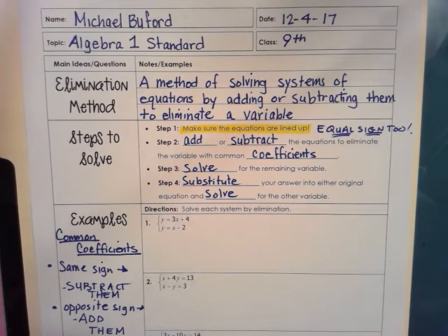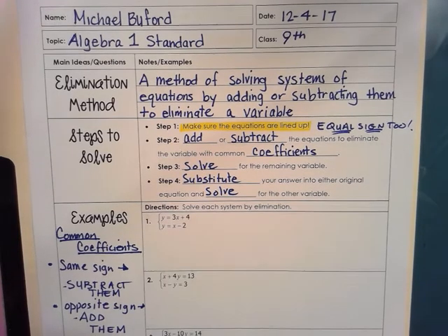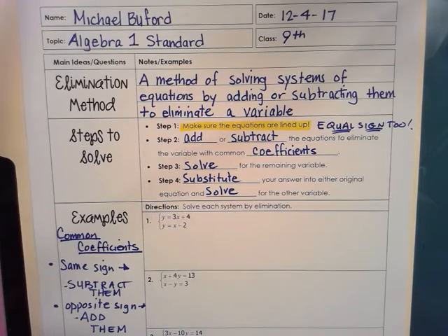The first thing we're going to do is decide whether we're going to add or subtract to eliminate the variable. And you need to look at common coefficients. Common means it's the same number that's before the same variable. So if you're looking at the x variables, you want to make sure that they're lined up and that they both have the same number in front of them. If they don't, you can't use that variable to eliminate.